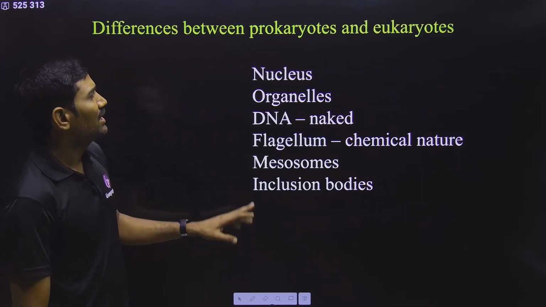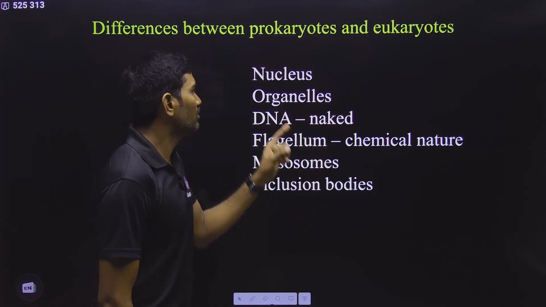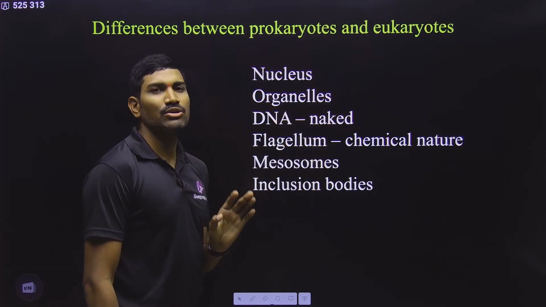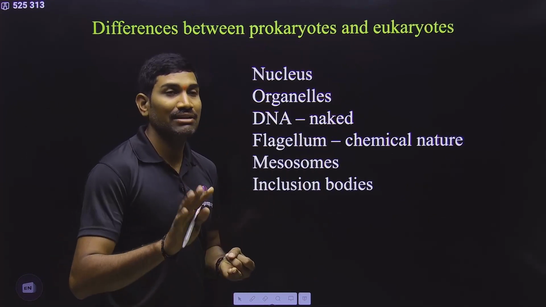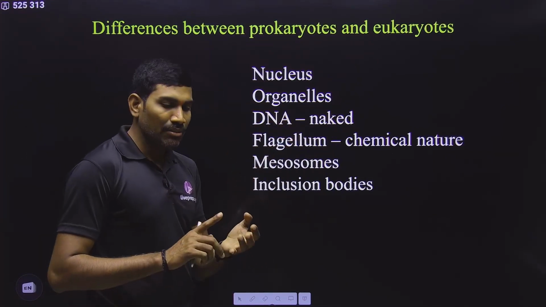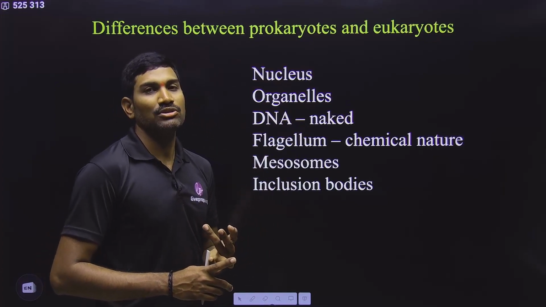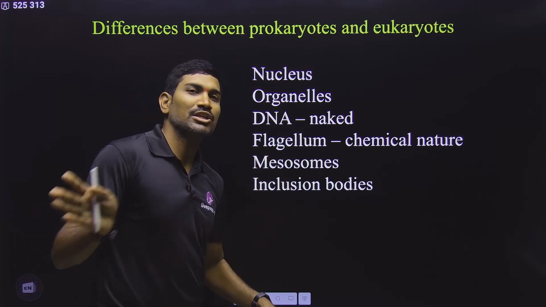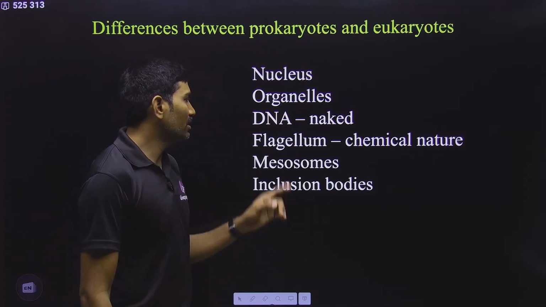So this much is enough, and then finally we will go with some important differences between prokaryotes and eukaryotes. With respect to the nucleus, prokaryotes do not have a nucleus and eukaryotes have a well defined nucleus. Membrane bound organelles are present in eukaryotes, not in prokaryotes. But the only type of organelles present in both prokaryotes and eukaryotes are ribosomes, which are non-membrane bound organelles.